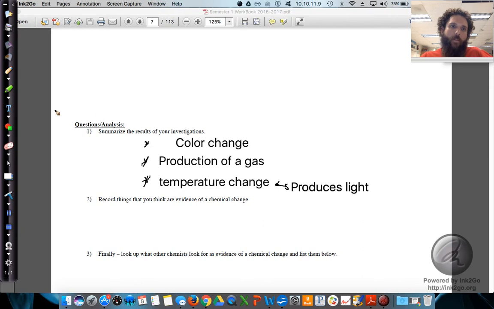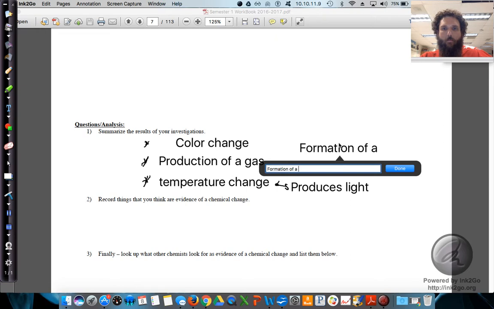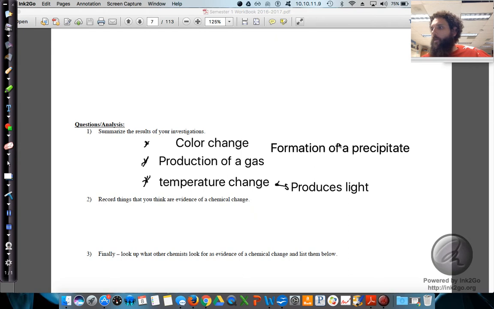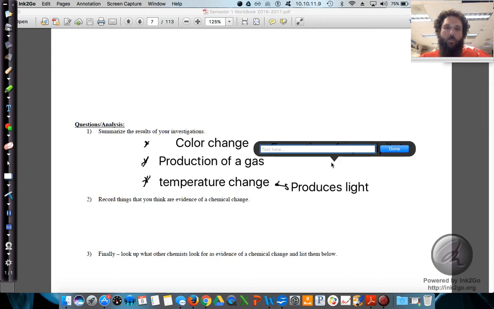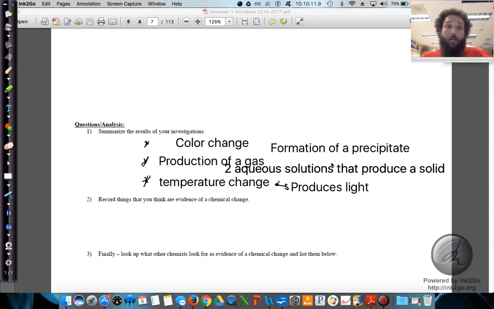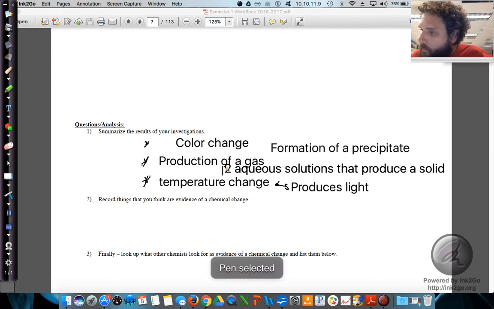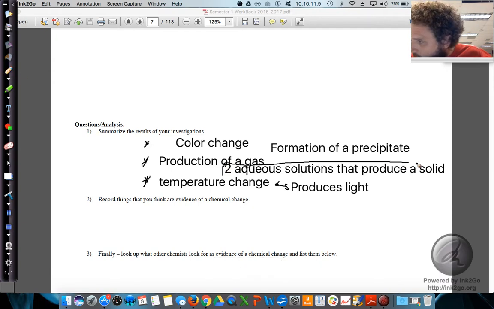The last one that is different is the formation of a precipitate. And remember that when we put this on the board, this is when we have two aqueous solutions that produce a solid. Sorry, it's getting kind of messy in here. Still learning how this whole thing works. But right here, box this one in. That's the last one, and this is a really important one.